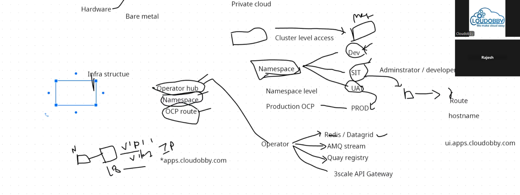But for infra node, master node, and worker node, we need not deep dive too much. We have to see these three concepts: OCP route, namespaces, and operator hub. So these are the things. Let me continue in the next class.